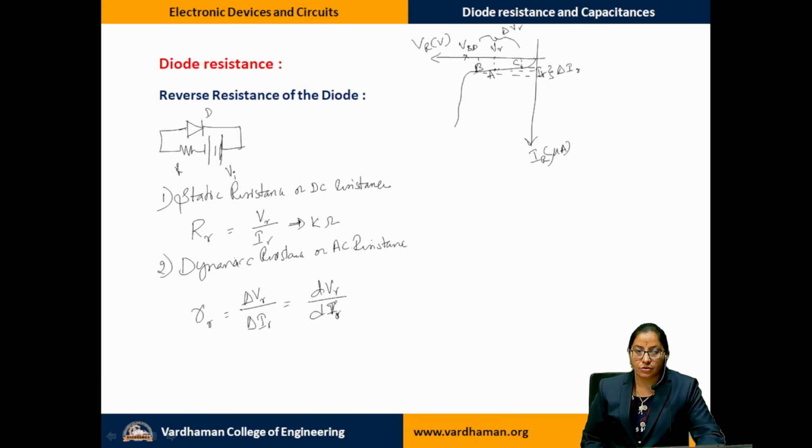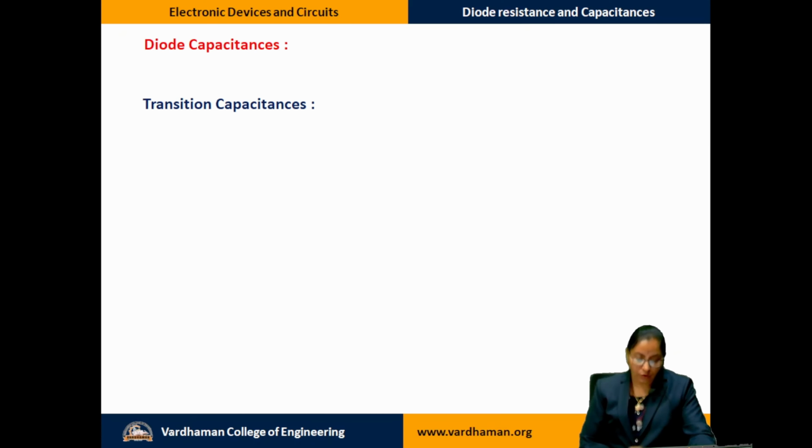Okay. So this is how we try to find out the dynamic resistance. This will also be in the range of few kilo ohms. Under reverse bias condition, current is in the range of micro, and the ratio would give you a resistance in the range of few kilo ohms. So this is how we have the resistance offered by a PN junction diode under forward bias and under reverse bias condition. And next we shall go for the concept of diode capacitances.